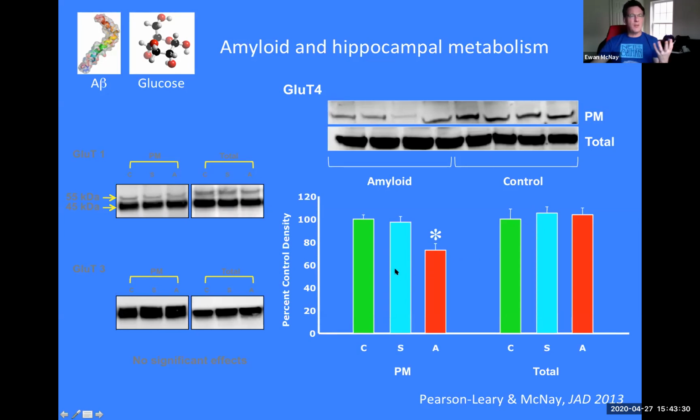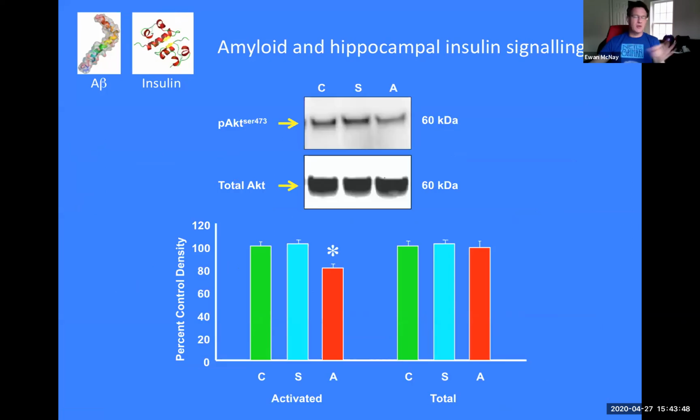S stands for scrambled. This was one of the control experiments we did. We give beta amyloid, except we scramble the order of the amino acids, so the protein doesn't have the same effect, doesn't work. And you can see that looks just like controls. It's got to be the active beta amyloid causing this impairment. Downstream insulin signaling also turns out to be impaired by beta amyloid.